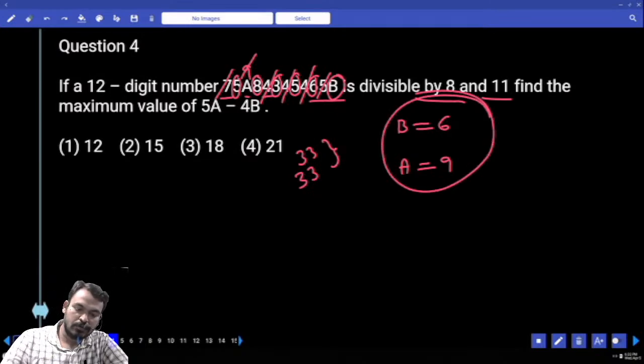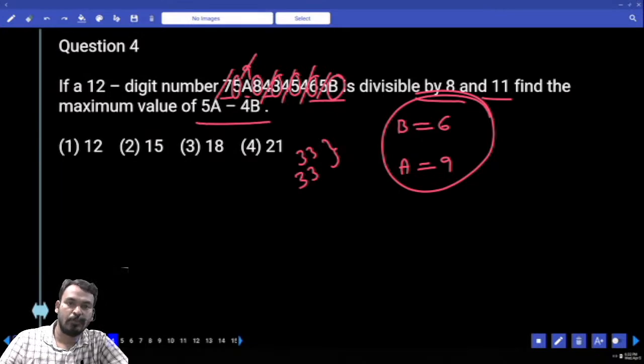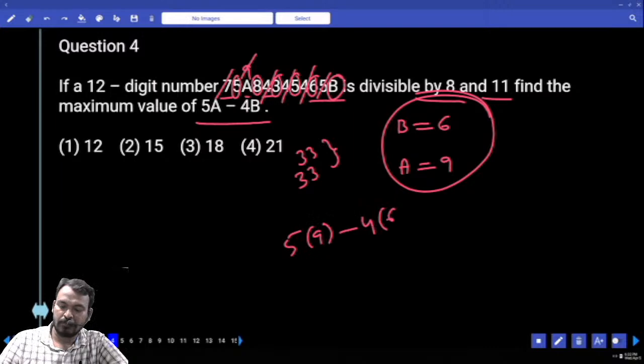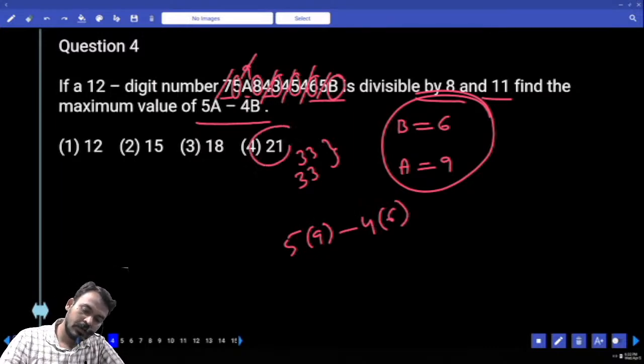Okay. What is the question here? 5a minus 4b. 5 times of which one? 9 minus 4 times of 6. 45 minus 24. How much? 21.